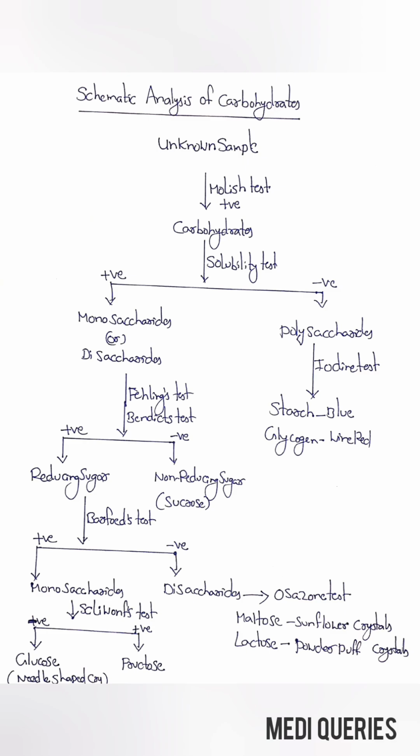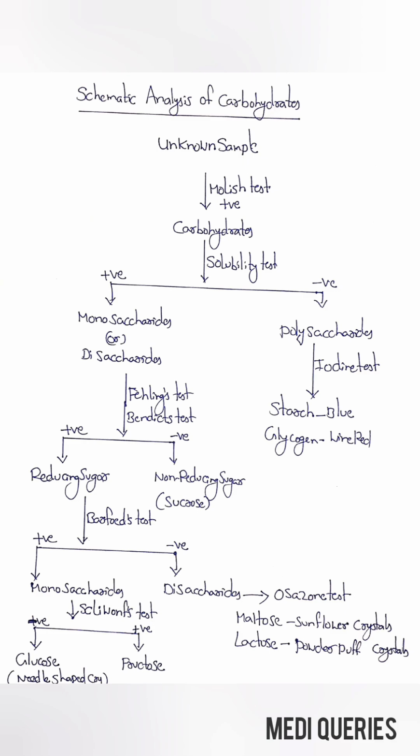So in this osazone test, to 0.2 grams of sugar, add 0.4 grams of phenylhydrazine hydrochloride, 0.6 grams of sodium acetate, and 4 ml of water. Heat it on a water bath for 20 minutes and then cool and allow for crystallization. After that, observe the crystals under a microscope. If it gives sunflower shaped crystals, this indicates the presence of maltosazone. If it gives powder puff shaped crystals, this indicates the presence of lactosazone. If it gives needle shaped crystals, this indicates the presence of glucosazone.